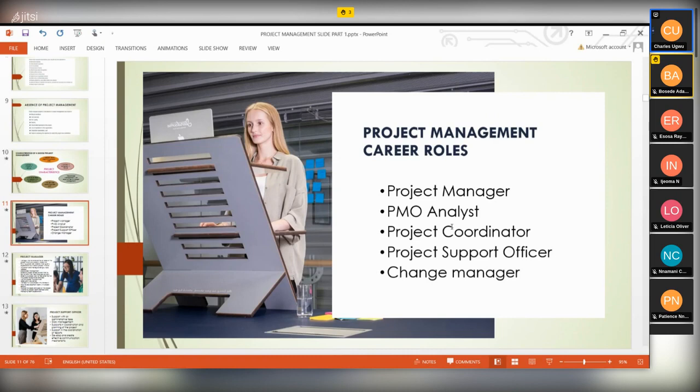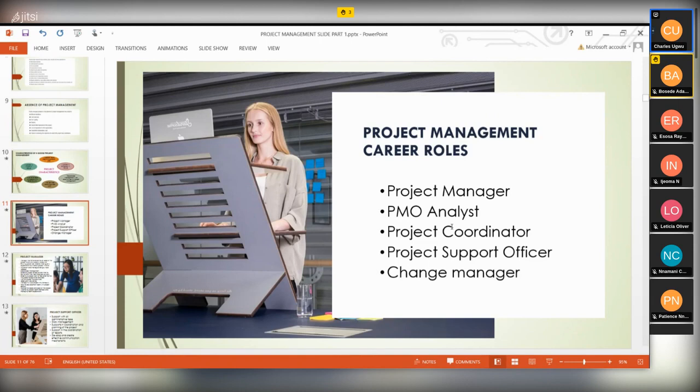Another one is the project support officer. The project support officer is there to make sure that anything the project team wants, if there is a lack of knowledge, or if the team requires training or anything, the project support officer, just like the name says, is there. They become a link between the project manager and other aspects of support that the project requires. They are just giving support.